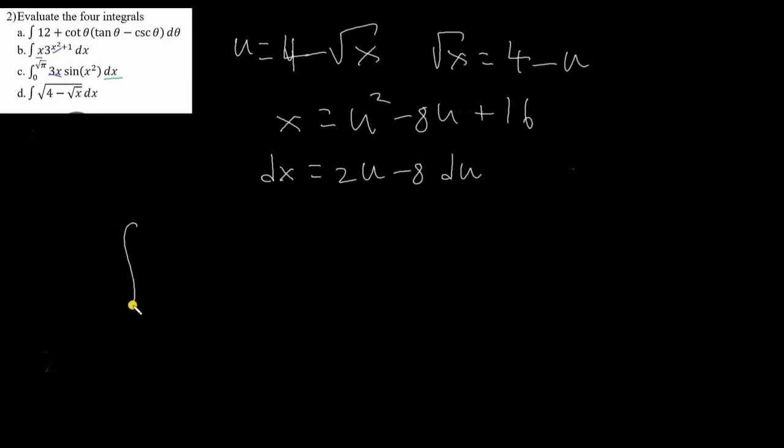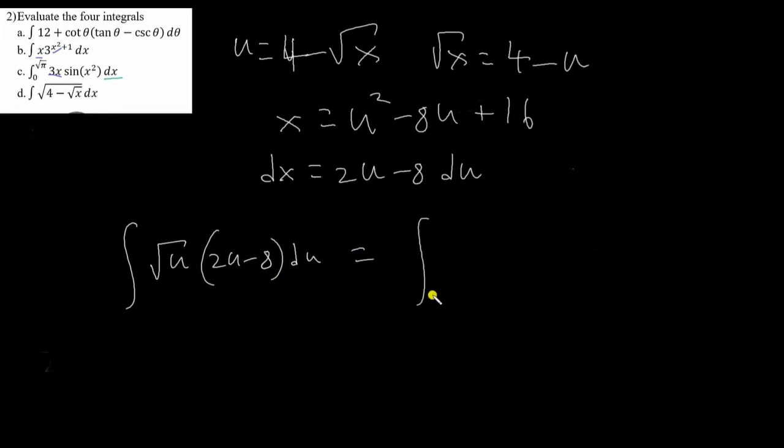So this is the integral of, and remember, the 4 minus square root of x is u, so I have square root of u. And then instead of dx, I'm going to write 2u minus 8 du. So I'm replacing the dx, and instead of it, I'm going to write 2u minus 8 du. And this is something that I can solve.